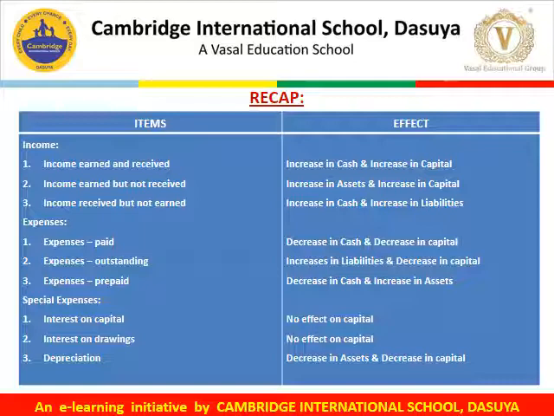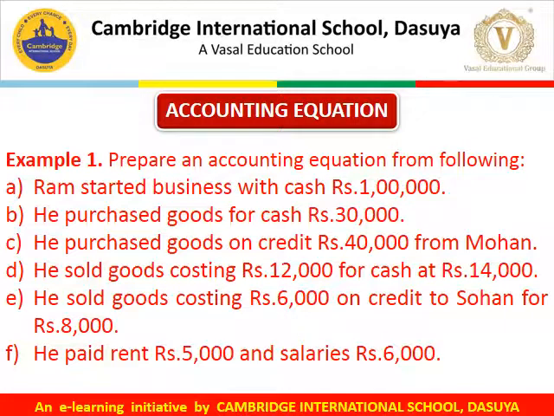I repeat once again, the treatment of special expenses. If there is interest on capital, no effect on capital. Then interest on drawing, no effect on capital. Then depreciation, decrease in assets and decrease in capital. Let us start our first example.